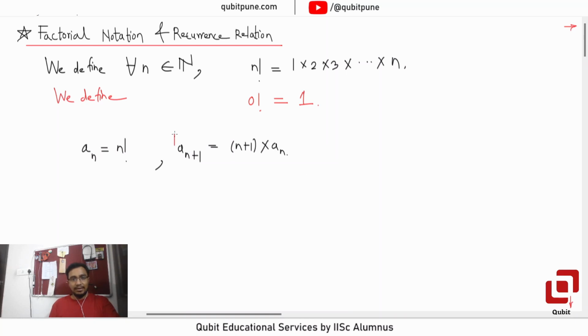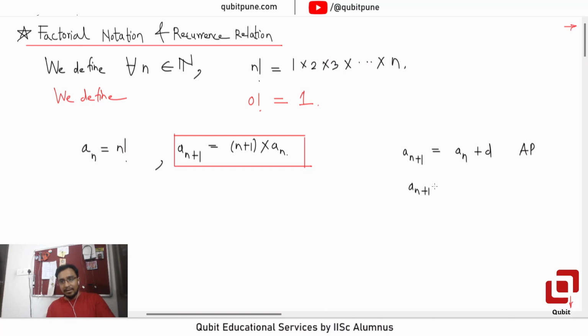Okay, that is the recurrence relation for factorial notation. We have similar relationships: a(n+1) equals a(n) plus d for AP, and a(n+1) equals a(n) into r for GP. We have had that. So that's a similar recurrence relation for factorial notation. I will not tell you other properties. You people already know factorial notation and its properties. The only definition that is important is 0 factorial is 1 and n factorial.